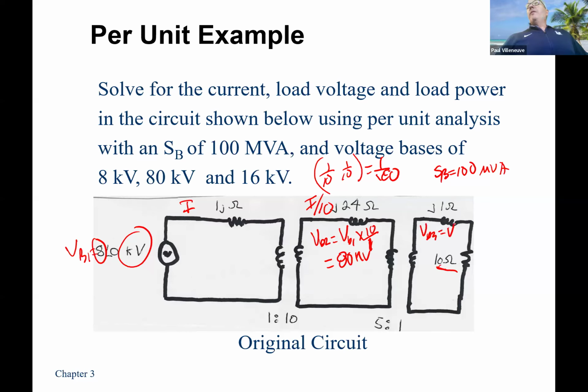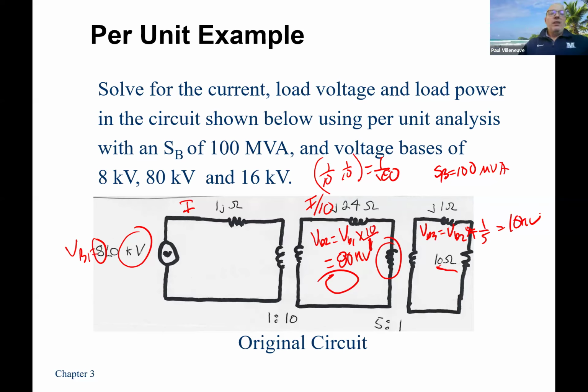And over here, VB3 is equal to VB2. Why is that VB2 and not VB1? This transformer winding is taking whatever voltage is in this region or in this zone, which in that case is VB2, and bringing that down to our VB3 region. It has nothing to do with VB1. That's one other zone away. So it's VB2 times the turns ratio, 1/5, and that is 16 kV. Okay.